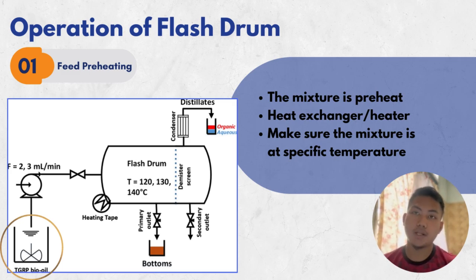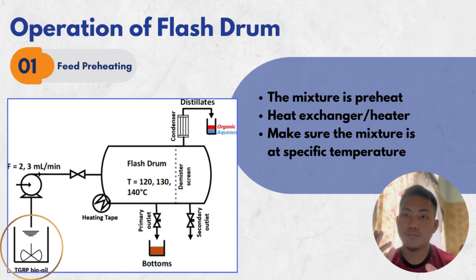I will explain how the flash drum works, or the operation of the flash drum. I will divide it into four processes. In the first step, the mixture needs to be preheated. The mixture can be heated through a heat exchanger, direct heater or electric heater. The reason the mixture needs to be preheated is to make sure it is at the required temperature before entering the flash drum.